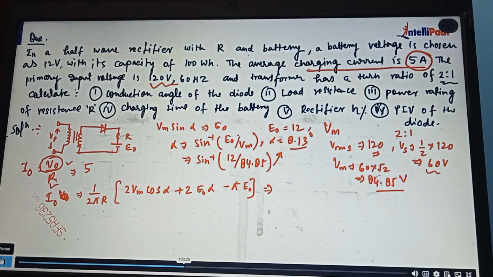Not I naught, sorry, because I naught is given already in the question, that is 5 ampere. So we have to calculate R. What is the value of Vm? 84.85.